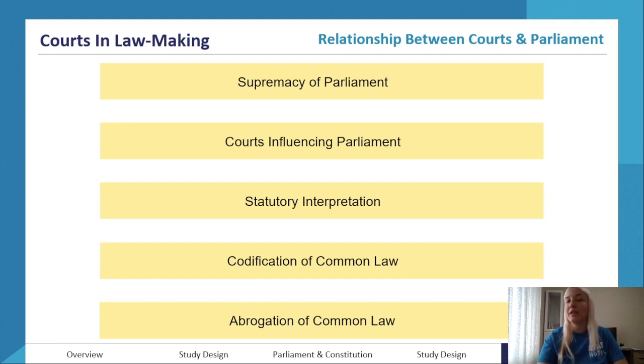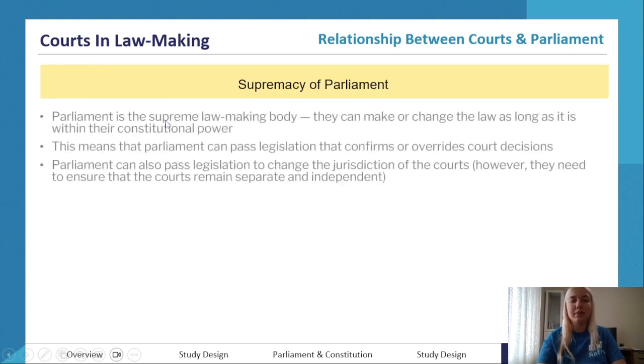Now you need to know about the relationship between courts and parliament. This is our last little bit of content. So these include the supremacy of parliament, courts influencing parliament, statutory interpretation, and codification and abrogation of common law. So the top three should already be familiar based on what we've been discussing.